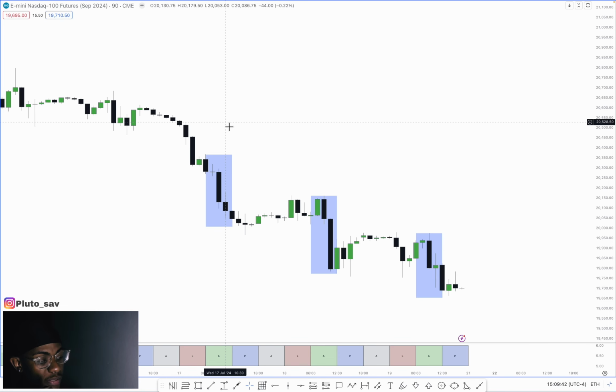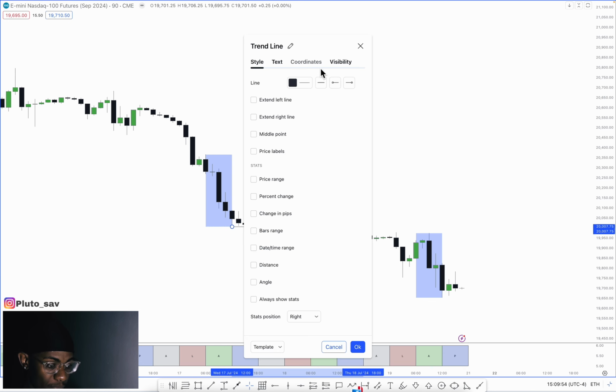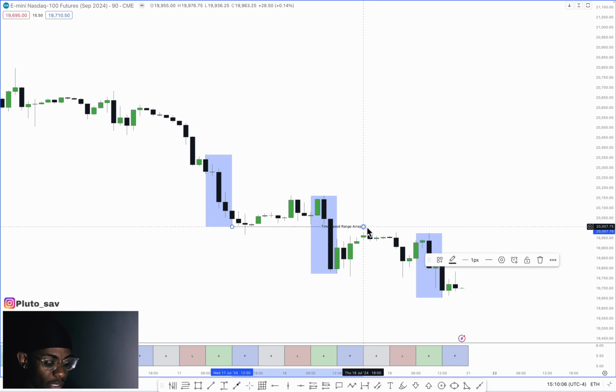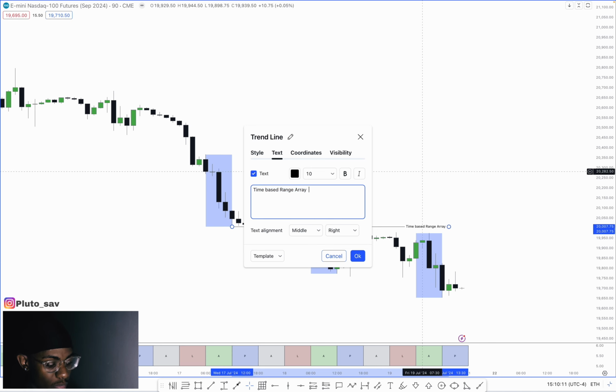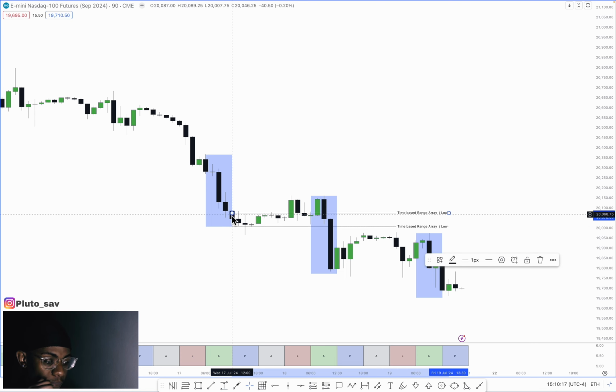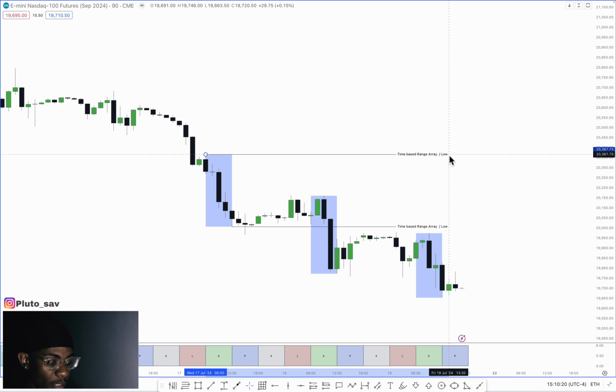These PD arrays are basically price flowing back into the relatively similar cycles or sessions. Meaning, if you notice this range right here, we have the array. Mark that out like this. That's the time-based range array low. Its high is the time-based range array high.